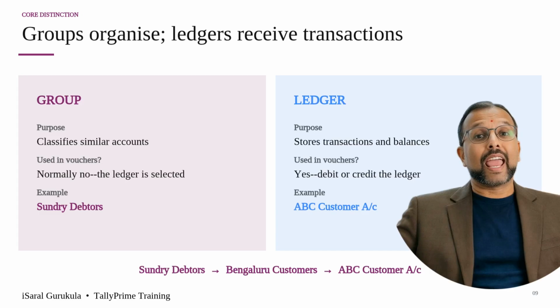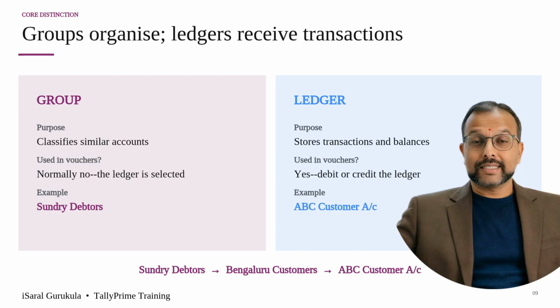Here's the core distinction everyone needs to understand. Groups organize your accounts, but ledgers are where transactions actually happen. Think of groups as file folders. They organize similar accounts together, but rarely appear in vouchers directly. A ledger, on the other hand, is the actual file inside the folder. It stores transactions and balances, and it's always selected when you enter a voucher.